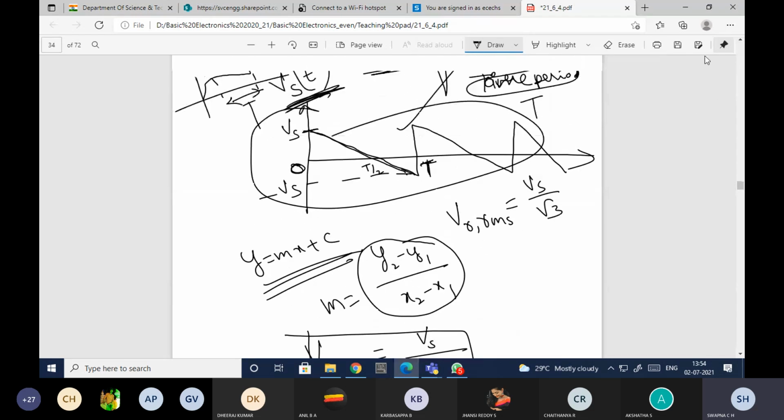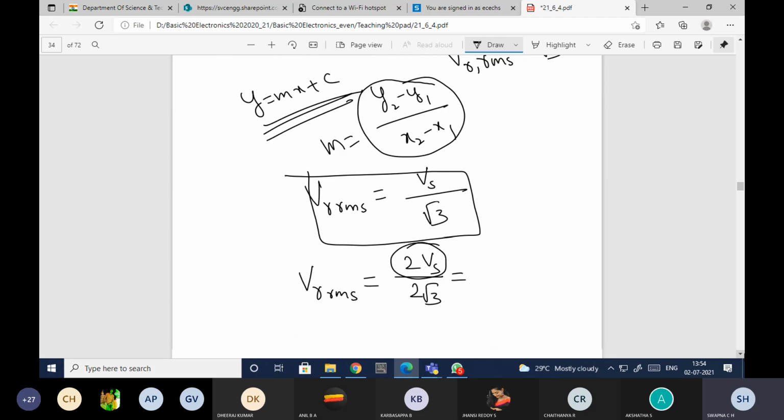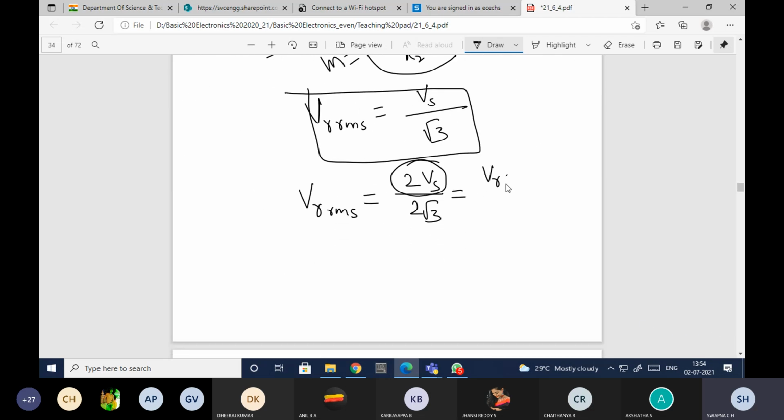From here to here, what is your waveform? VR peak to peak, right? What we did is approximate it to the sawtooth waveform and bring it to the ground level. So this entire thing from here to here represents VR peak to peak, and this VR peak to peak value here is nothing but 2 Vs. Okay, so instead of 2 Vs, I can write VR peak to peak divided by 2 root 3. Anybody have doubts here? Please let me know.